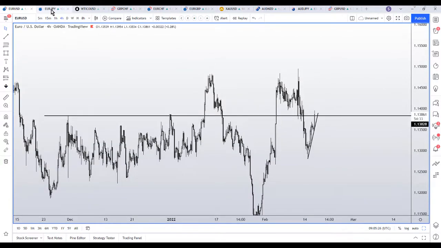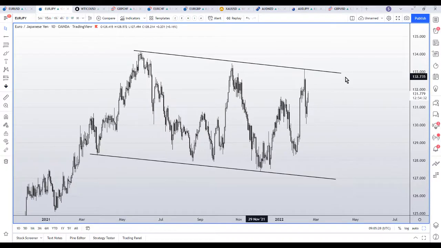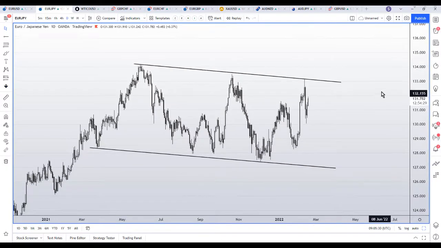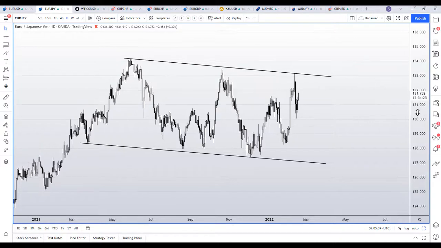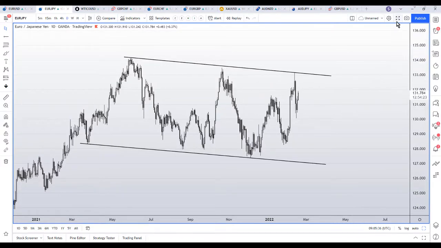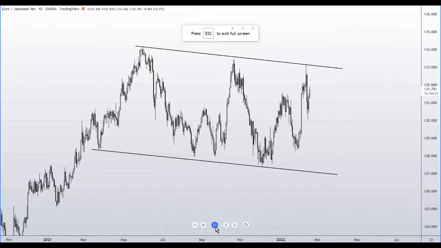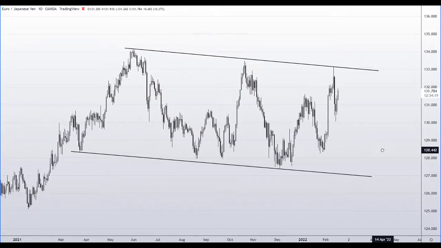Now, euro yen, I'm also looking for shorts on this, but this could depend on the risk market as well and what happens with the Japanese yen. But you can see the structure. We've got our resistance here, we've got our support here. It's basically a descending channel.